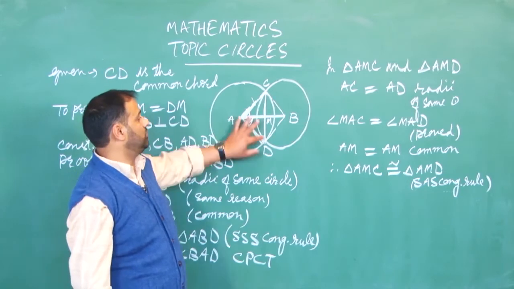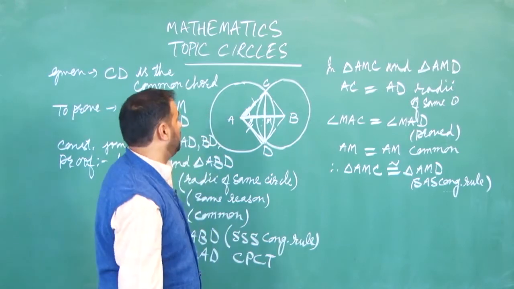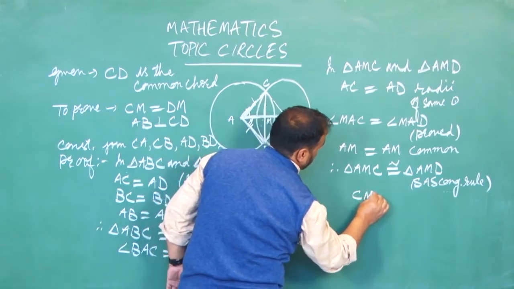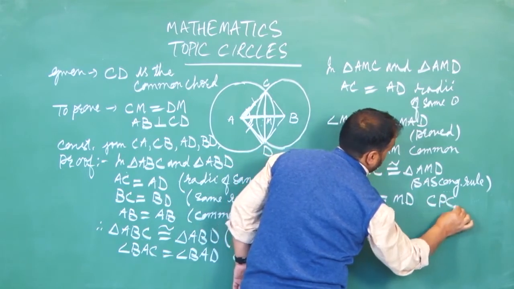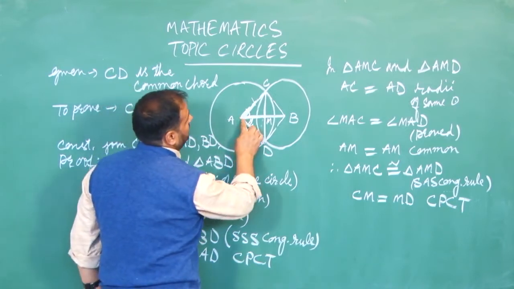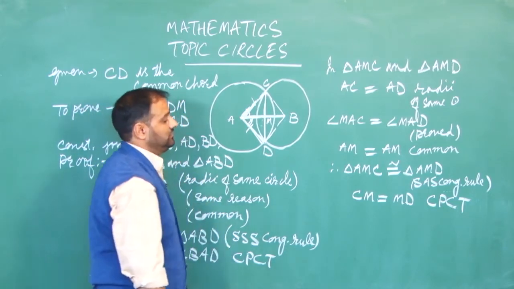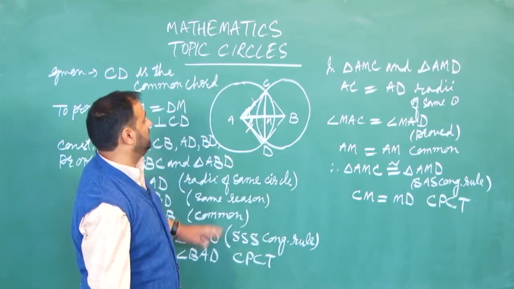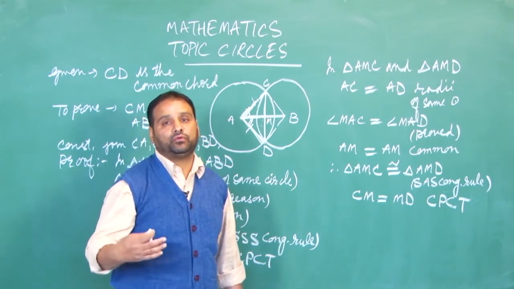When these two triangles are congruent, we can say CM is equal to MD. Again, the same reason, corresponding parts of congruent triangle. CM is equal to MD. CM is equal to MD means that chord CD gets bisected by the line segment AB that happens to be the line joining the centers of the circle. So, this way we proved one part of that question, that the line joining the centers of the circle lies on the bisector of common chord.